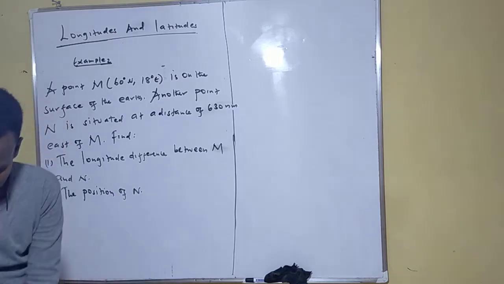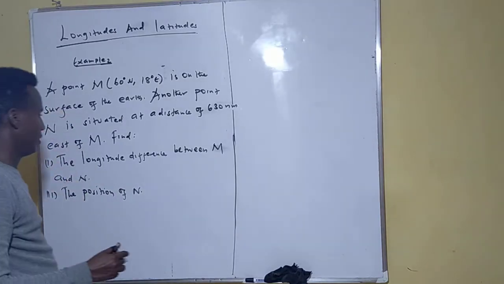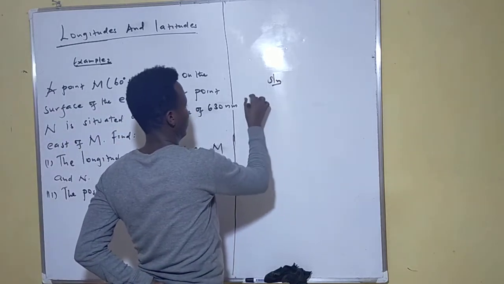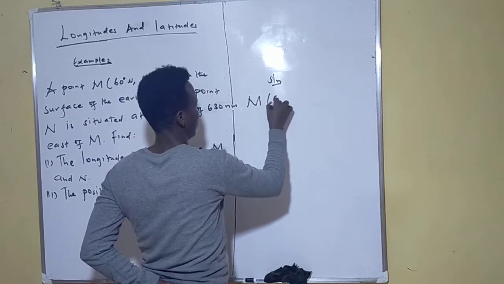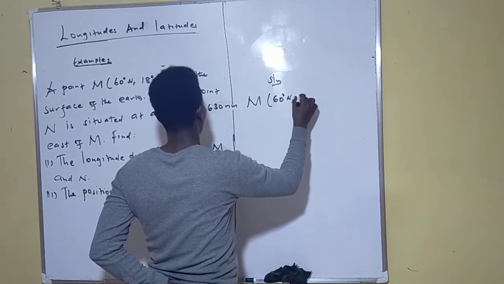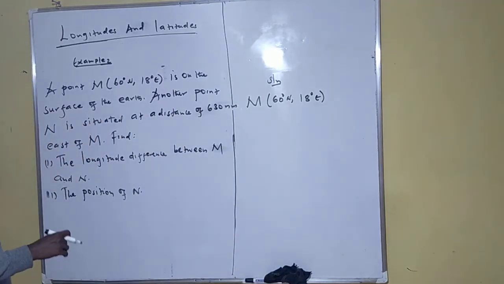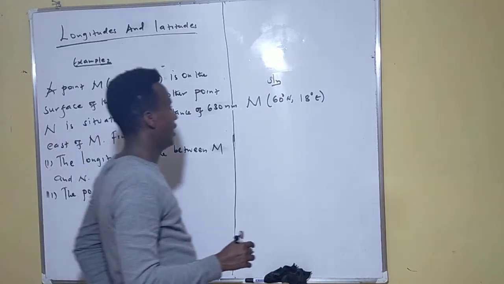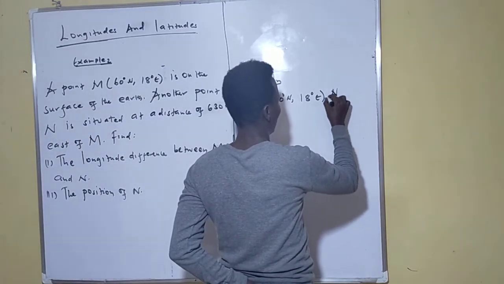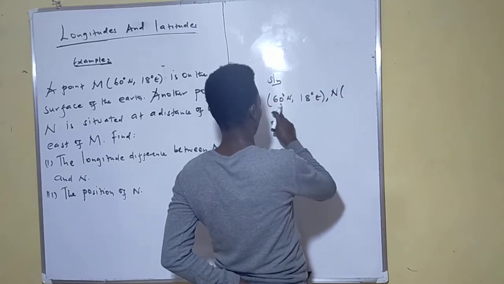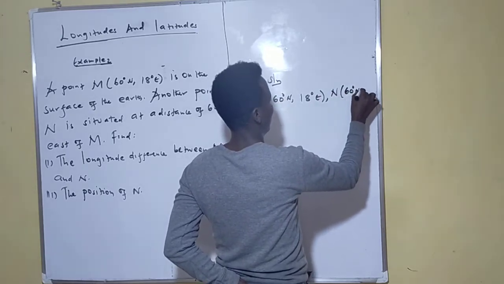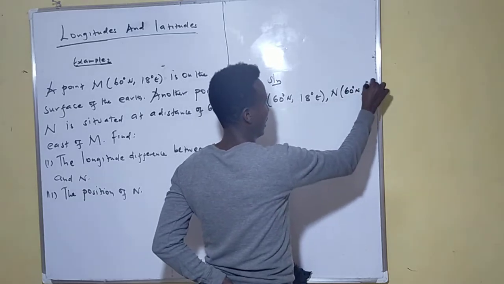Now let's see this question. You are told a point M. Come to the solution bar. We have M as 60 degree north, 18 degree east, on the surface of the earth. Another point N is situated at a distance of 630 nautical miles east of M. So that means, when I'm talking about N, the latitude will not change. Just understand, yeah? What's changing is its longitude, okay?